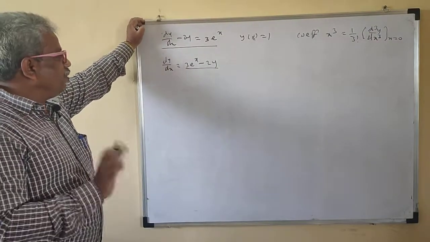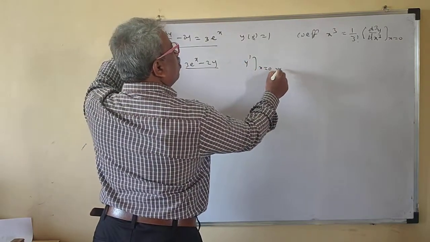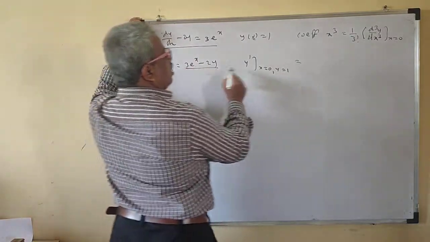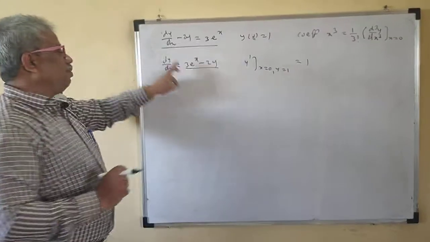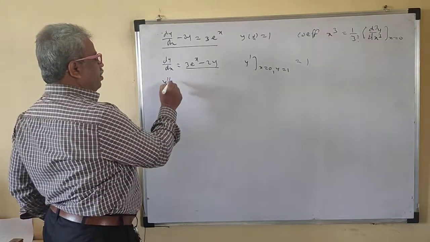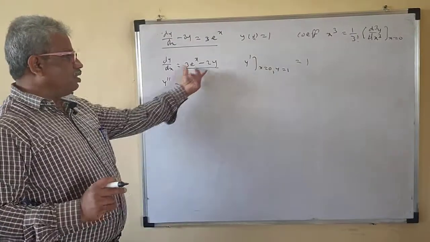So we'll find the first derivative. Now this is y prime at x is equal to 0, y is equal to 1. Okay, so we'll put y is equal to 1. So this is 3 minus 2, this is 1 now. Okay, now we'll find y double prime. For y double prime, you have to just differentiate this once. Okay, this is f of x, y.